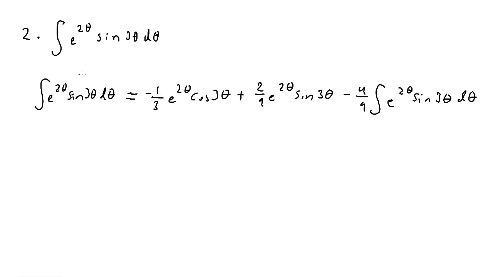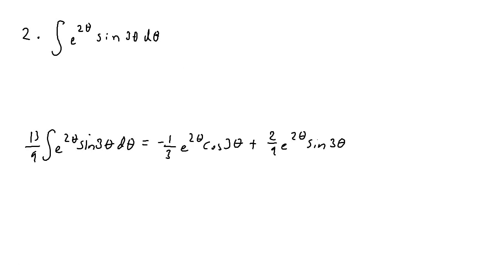Now since both of these have the same terms inside of the integral, I can basically add this term over to the other side. So this is basically 1 times the integral, so we're going to add 4 over 9 times the integral. So 1 plus 4 over 9, or 9 over 9 plus 4 over 9, is going to be 13 over 9. So we get 13 over 9 times the integral of e to the 2 theta sine of 3 theta d theta equals this entire thing. And remember, we're trying to solve to find the integral of e to the 2 theta sine of 3 theta. So we need to get rid of this constant. So we can just go ahead and divide by 13 over 9, or multiply the entire thing by 9 over 13.